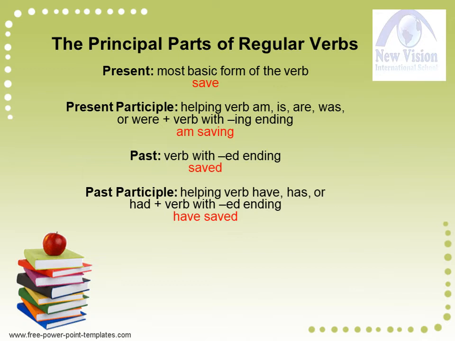We have present participle, a helping verb am, is, are, was, or were, plus the verb with ing ending. Example, am saving. Past, it's a verb with ed ending. Example, saved. And past participle, it has helping verb have, has, or had, plus verb with ed ending. Example, have saved.